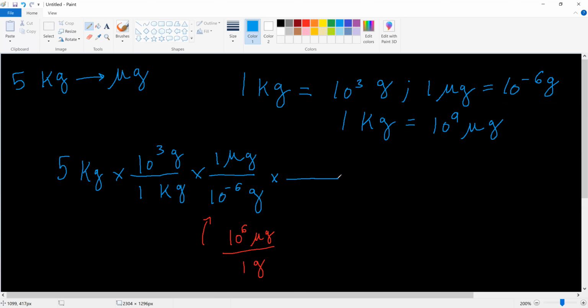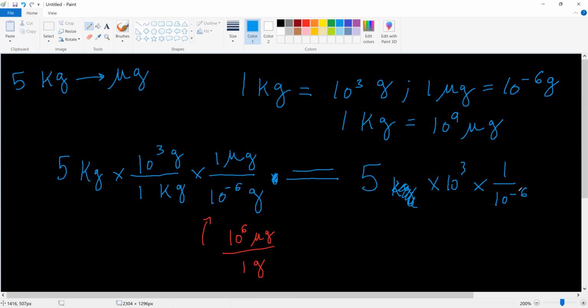Now, what we have is it in micrograms, which is the unit we want it to be in. So, excuse my mistake, we're going to end up with 5 kilograms times, what is this? 10 to the third times 1 over 10 to the negative 6.